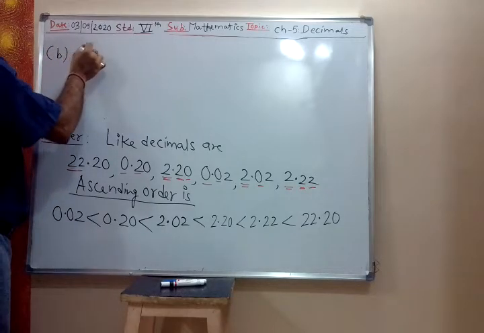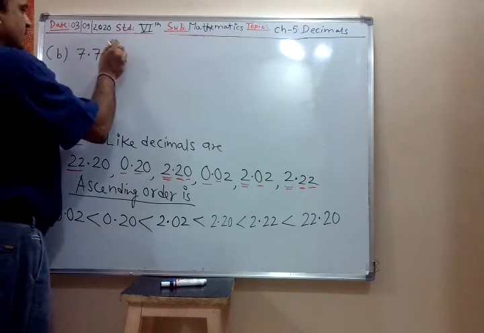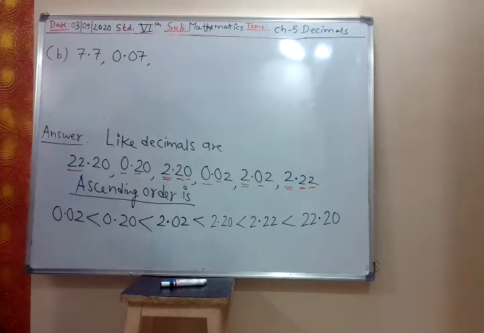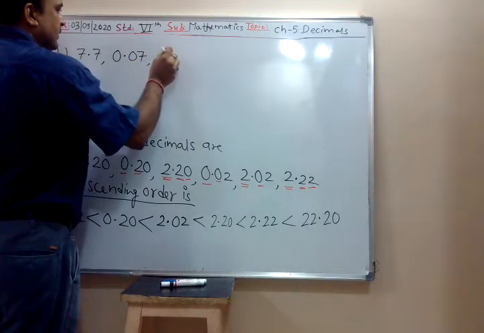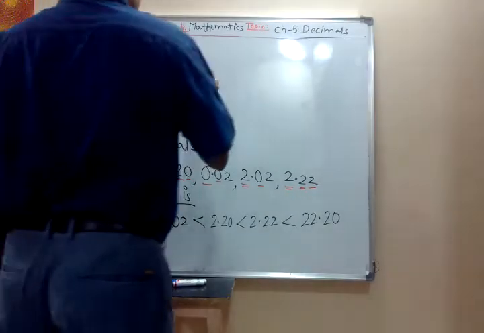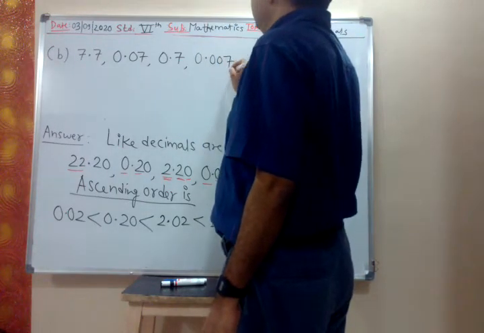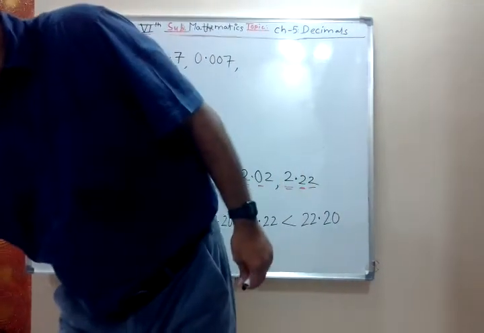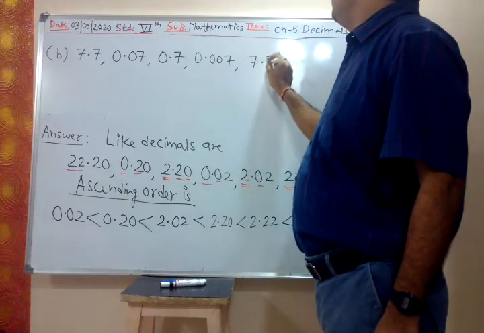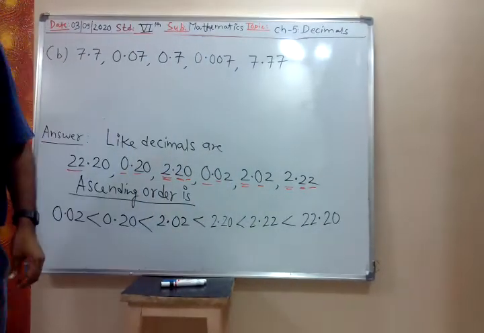7.7, then 0.07, then 0.7, then 0.007, then 7.77. We have to arrange these numbers in the ascending order.